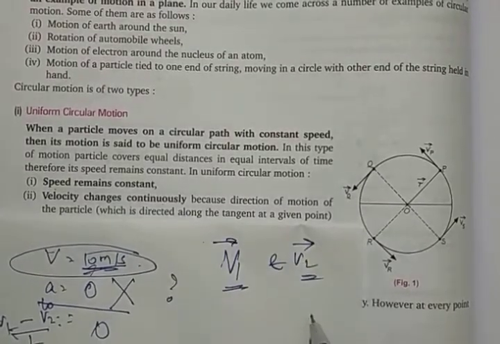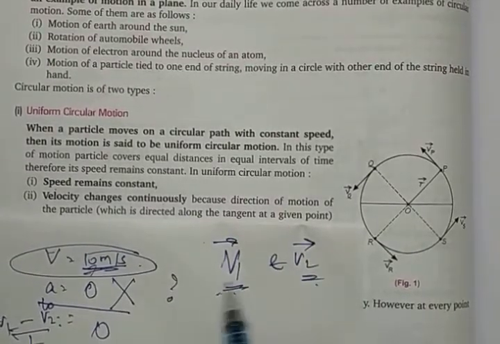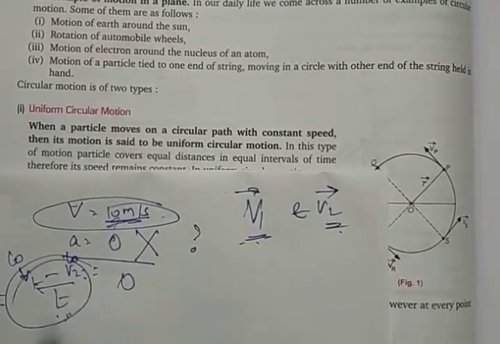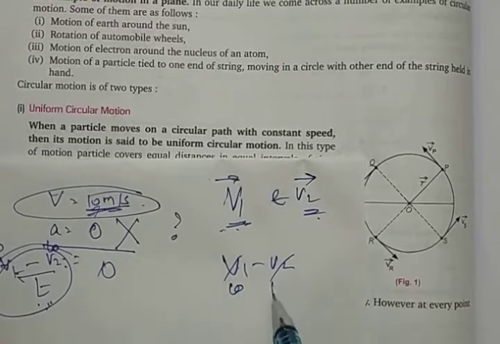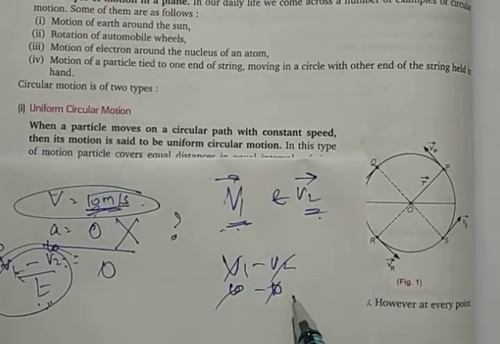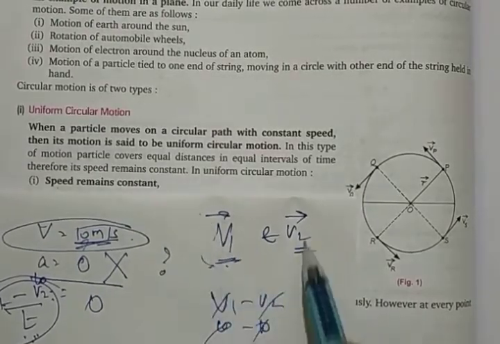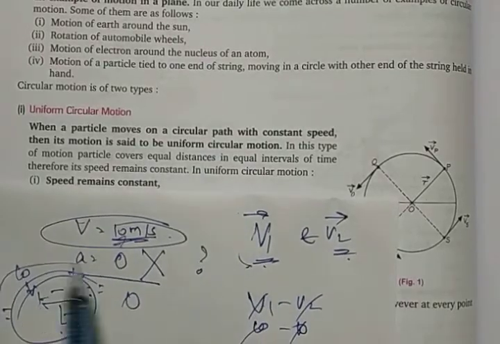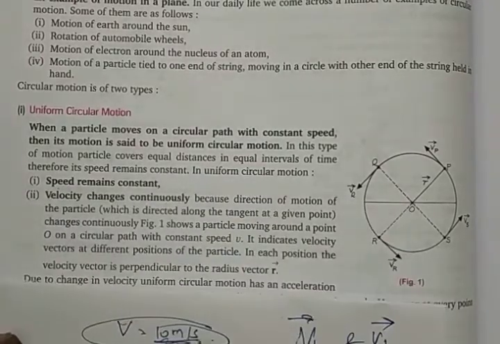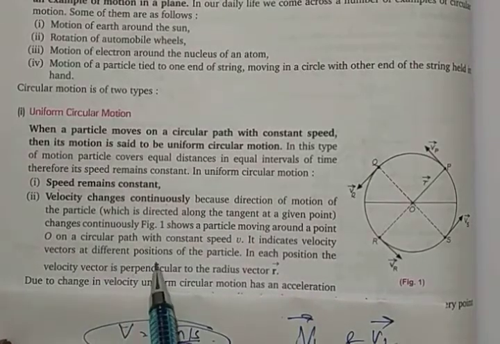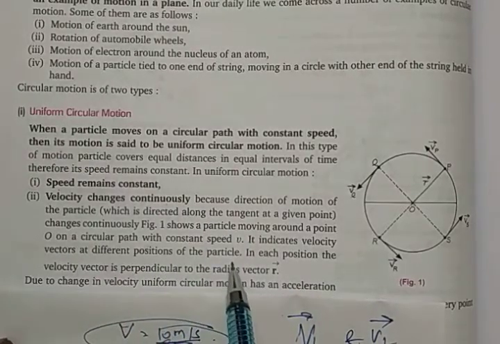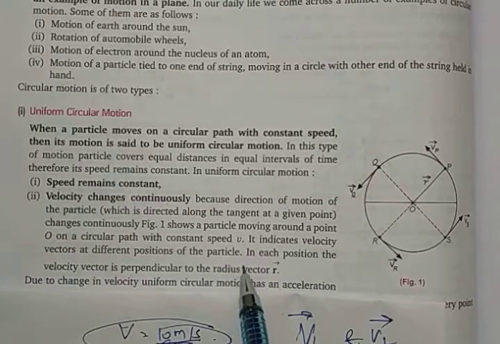v1 vector and v2 vector, remember, it is not going to just cancel out like this. v1 minus v2, you cannot cancel out like this because it is 10 meter per second and this 10 meter per second and it cancels out. No. Because the direction is different, you cannot deal with it the same way as you have been dealing with this. So it indicates the velocity vector at different positions of the particle is constantly changing.